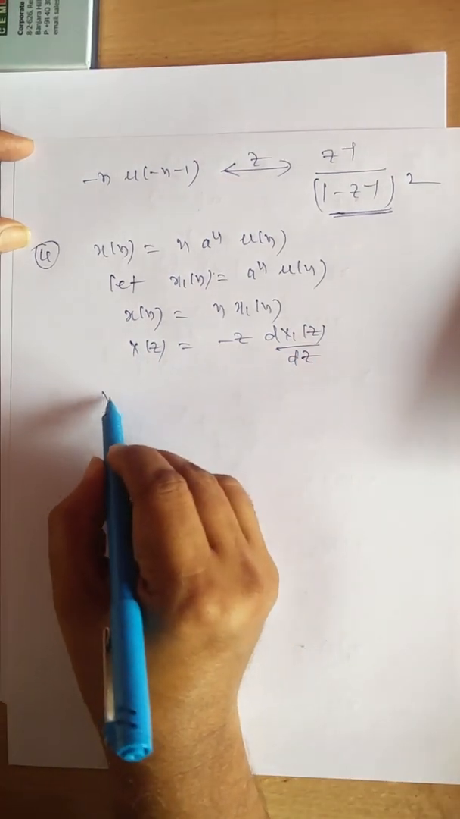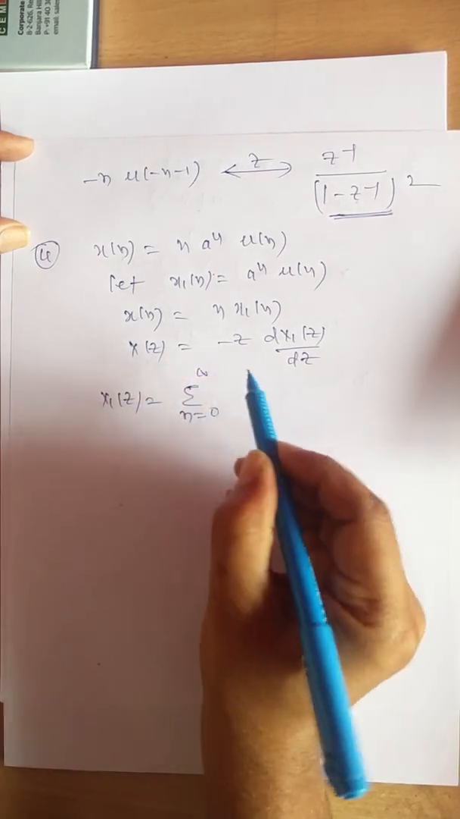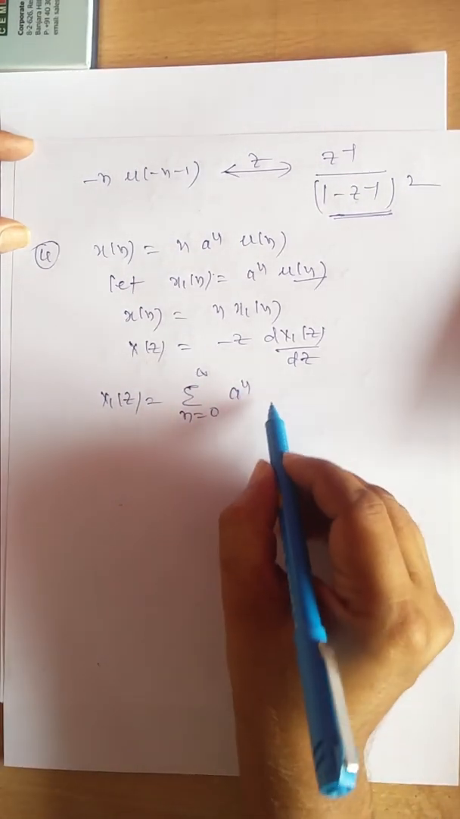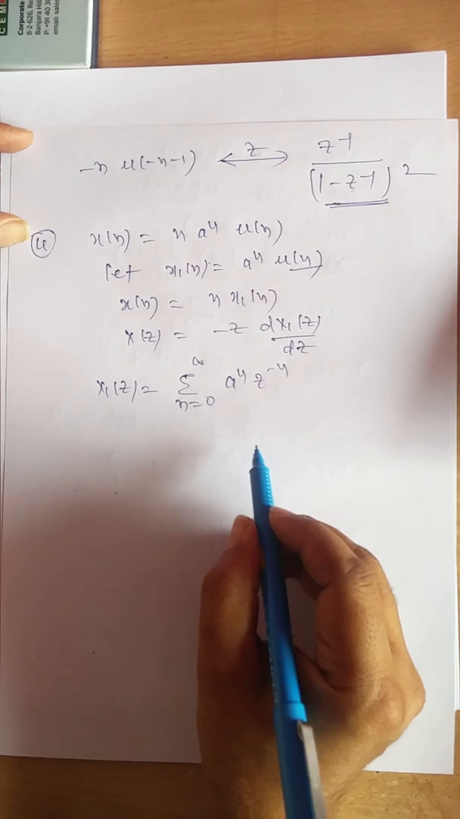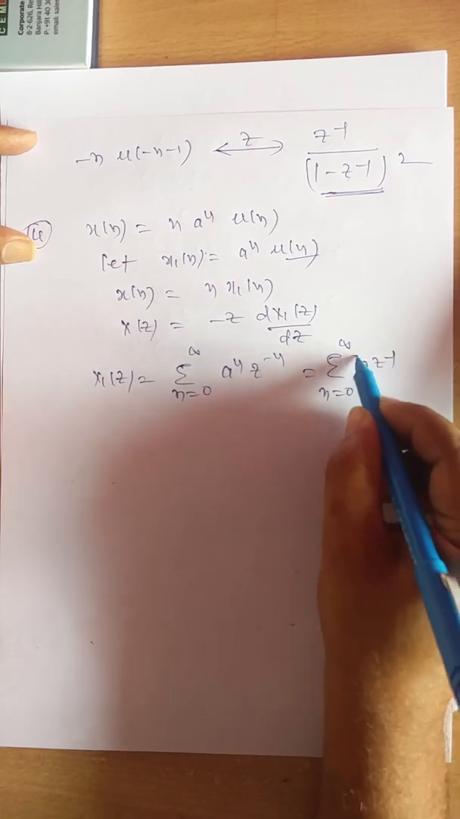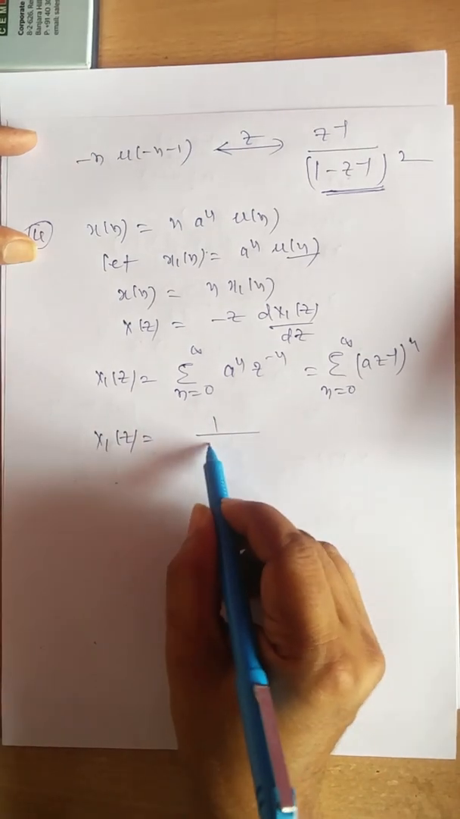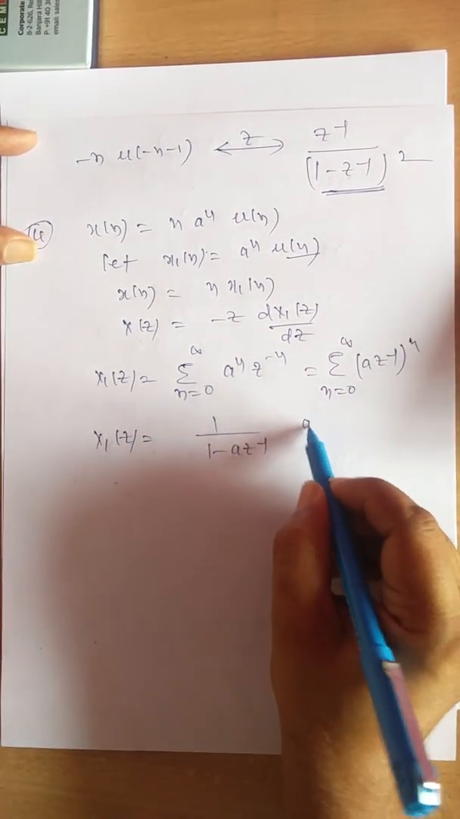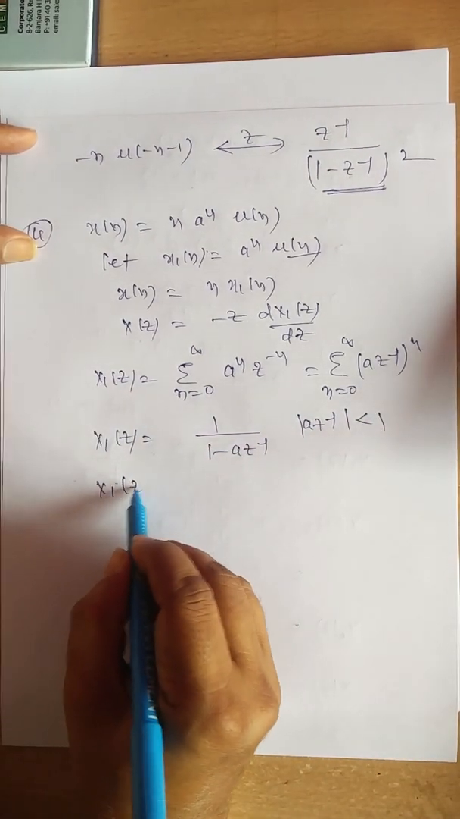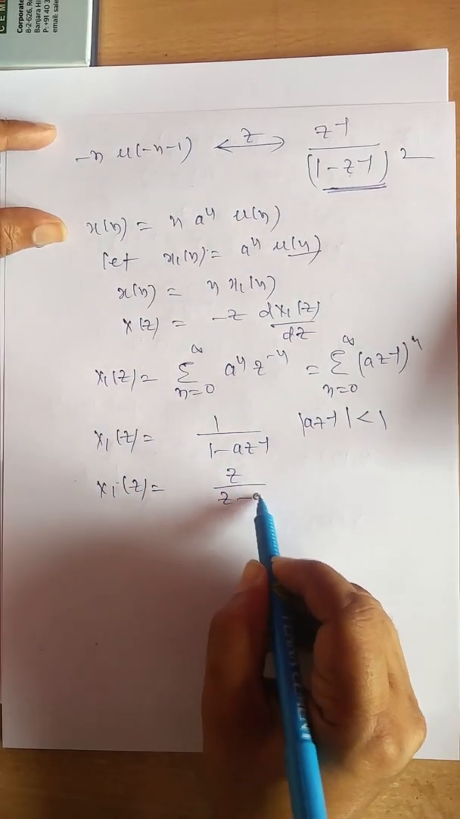What is x1 of z here? x1 of z is equal to summation of n from 0 to infinity. Because of u of n, we are taking the range from 0 to infinity. A to the power of n, u of n value is 1, into z to the power of minus n. This is summation of n from 0 to infinity, a into z inverse whole to the power of n. Then this can be written as 1 divided by 1 minus a z inverse, where the magnitude of a z inverse is less than 1. Now we have to express the negative power of z as a positive power of z. This is z divided by z minus a.